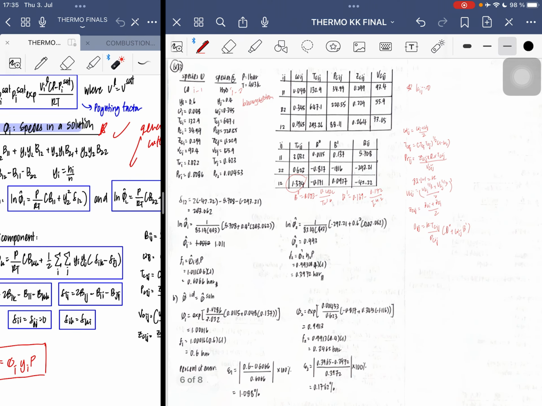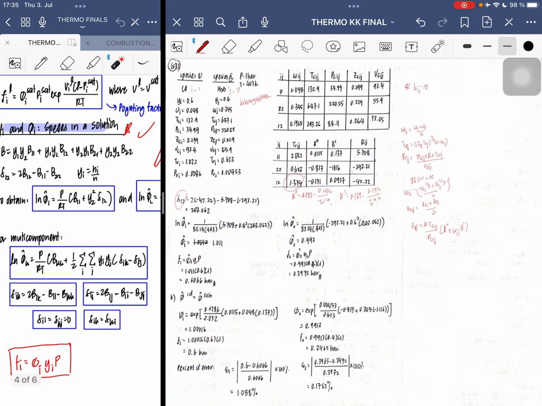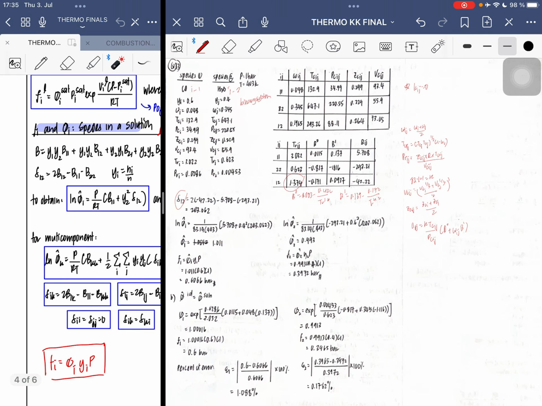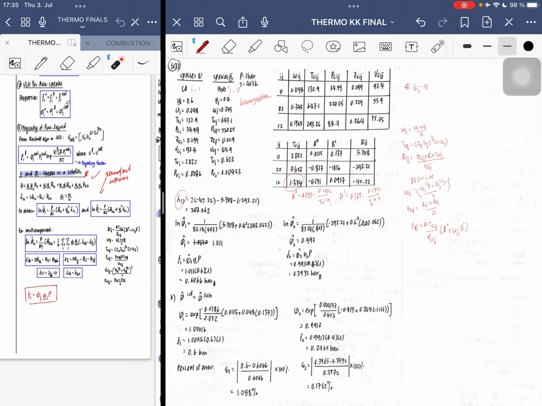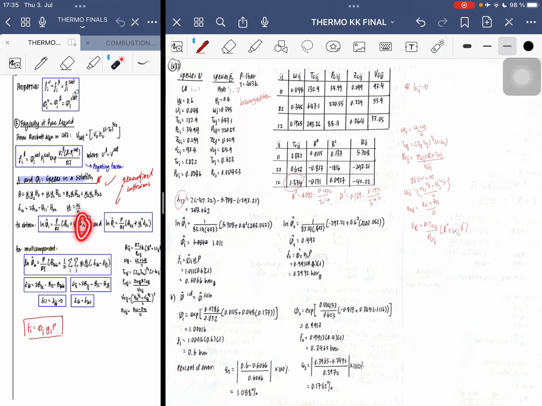You first find the delta 12, where delta 12 is this one right here, and then find the fugacity coefficient from these two equations here. Once you find the fugacity coefficient for the first species, 1.011, and for the second species, 0.993, then sub them into this equation here, yiP, where yi refers to the mole fraction obviously, and P refers to the system's pressure. And then you can find the fugacity for each species.